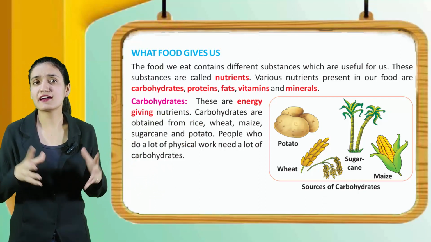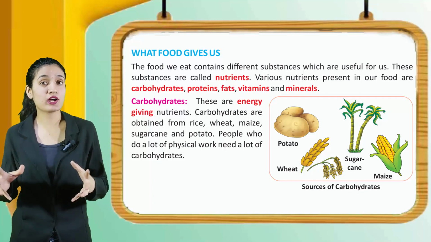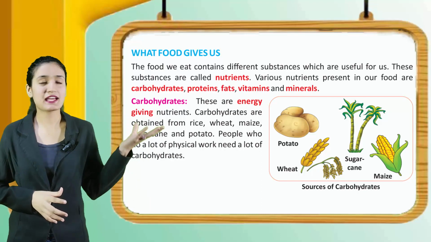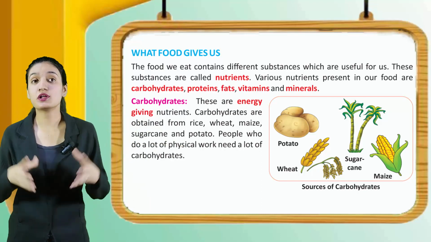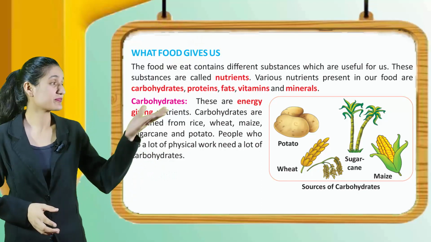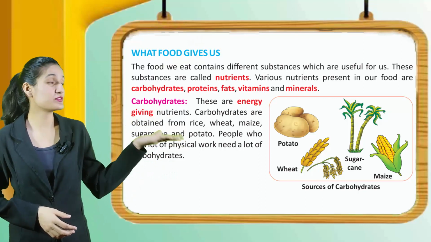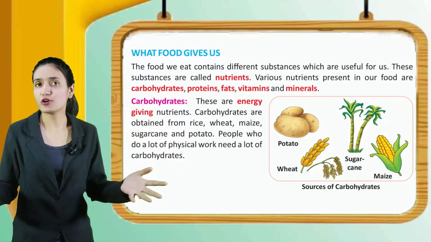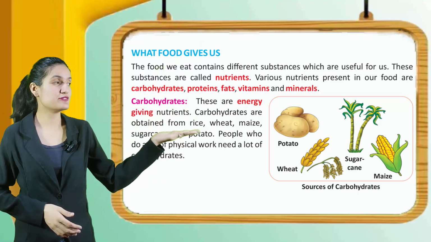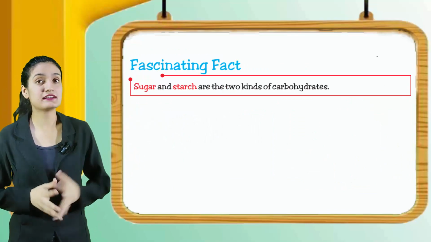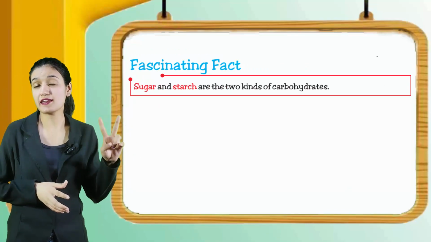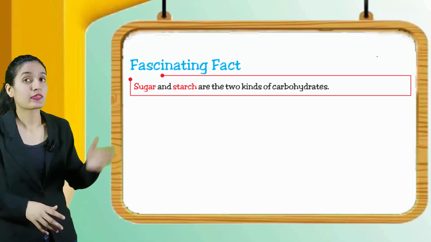Carbohydrates. These are energy-giving nutrients. Carbohydrates are obtained from rice, wheat, maize, sugarcane and potato. People who do a lot of physical work need a lot of carbohydrates. You can see the sources of carbohydrates. So what are they? Potato, sugarcane, maize, wheat. Now let's see the fascinating fact. Sugar and starch are the two kinds of carbohydrates.